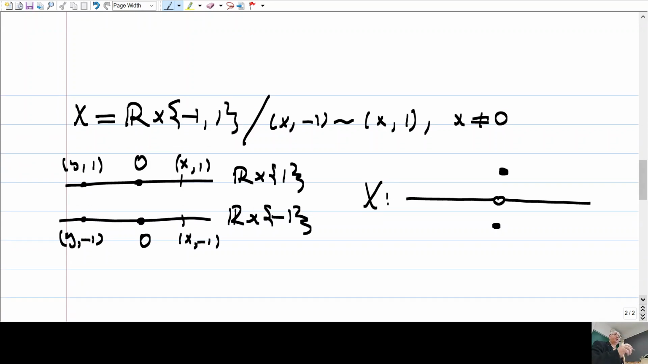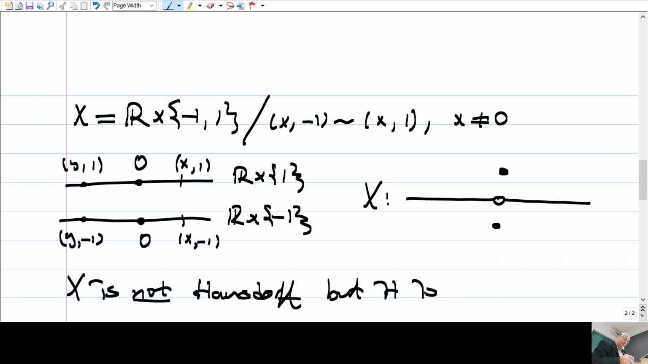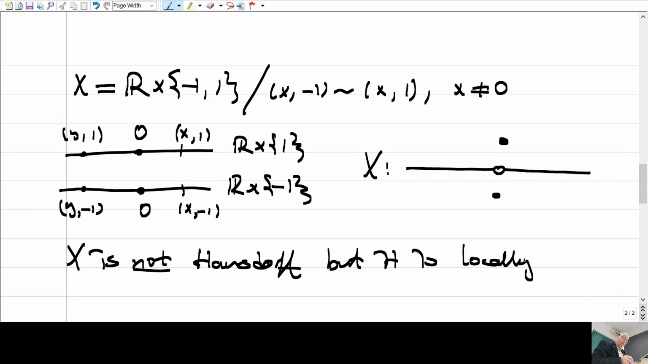This space is not Hausdorff. Okay, X is not Hausdorff, but it is locally Euclidean. In other words, every point has a neighborhood which is homeomorphic to some open interval in this case, because we are in one dimension. What are those intervals? For example, if you are at this point, then this point has a neighborhood U, which is a copy of an interval in R, right? So this is just an interval. So this point has a neighborhood which is homeomorphic to some open subset of the real line. What about this point?